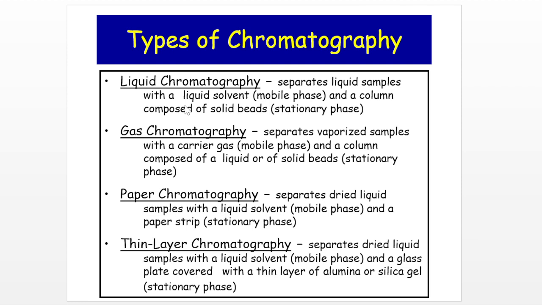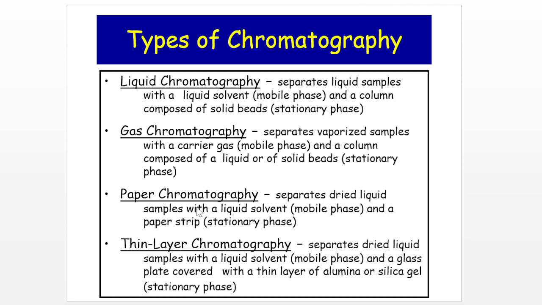Now, there are certain types of chromatography. Liquid chromatography usually separates liquid samples with a liquid solvent mobile phase and a column composed of solid bead stationary phase. In gas chromatography, we separate vaporized samples with a carrier gas mobile phase and a column composed of a liquid or solid bed stationary phase.